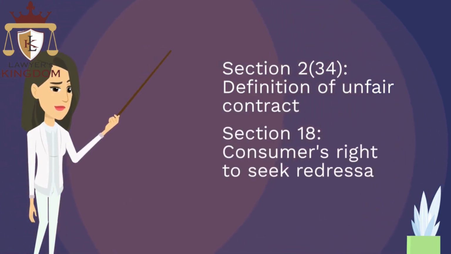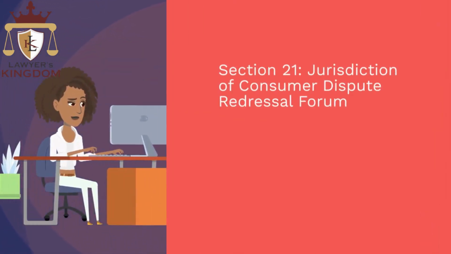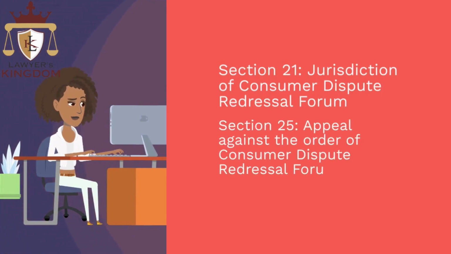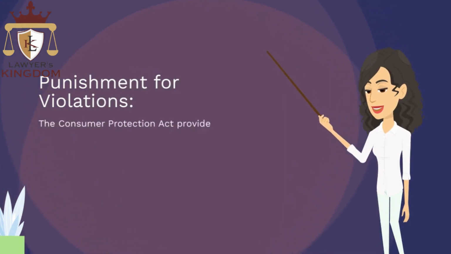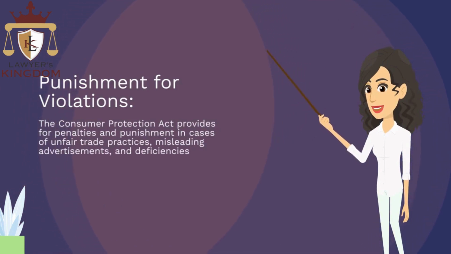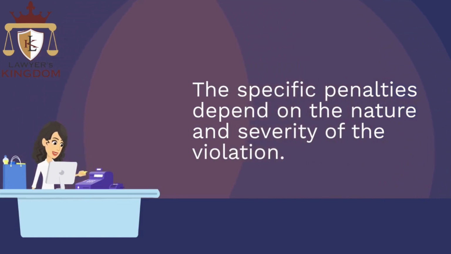Section 18 Consumer's right to seek redressal. Section 21 Jurisdiction of Consumer Dispute Redressal Forum. Section 25 Appeal against the order of Consumer Dispute Redressal Forum. Punishment for violations. The Consumer Protection Act provides for penalties and punishment in cases of unfair trade practices, misleading advertisements, and deficiencies in goods or services. The specific penalties depend on the nature and severity of the violation.